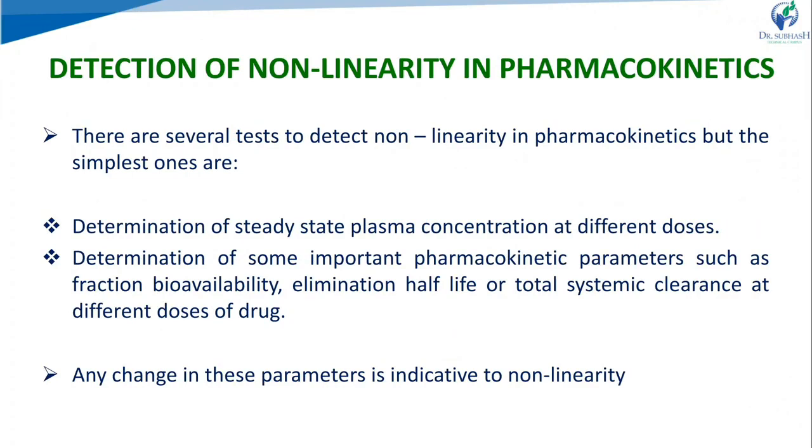For the detection of non-linear pharmacokinetics, several tests are there, but the simplest one is the determination of steady state plasma concentrations at different doses. Steady state concentrations are directly proportional to the dose if it follows linearity in the kinetics. But if we are not getting steady state concentrations proportional to the dose, then we have to say that it follows non-linearity.